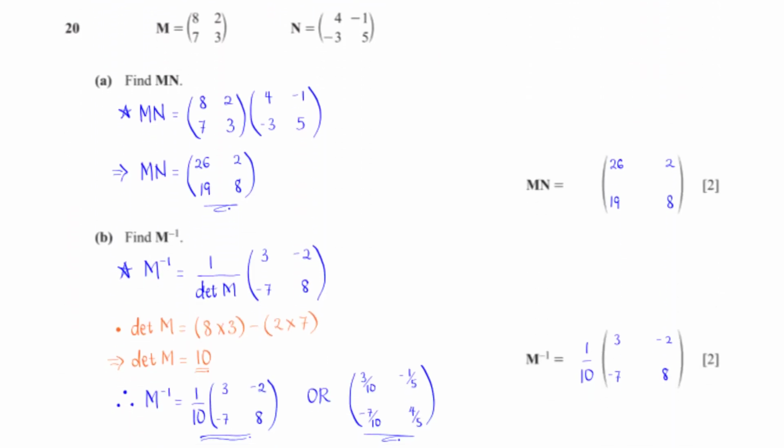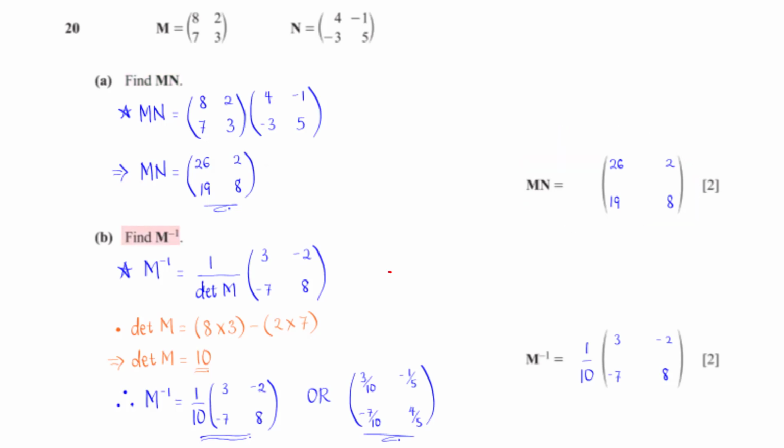M is equal to the matrix (8 2; 7 3). N is equal to the matrix (4 -1; -3 5). Find MN. 8 times 4 plus 2 times negative 3 gives us 26. 8 times negative 1 plus 2 times 5 gives us 2. 7 times 4 plus 3 times negative 3 gives us 19. And 7 times negative 1 plus 3 times 5 gives us 8. And so MN is equal to the matrix (26 2; 19 8).